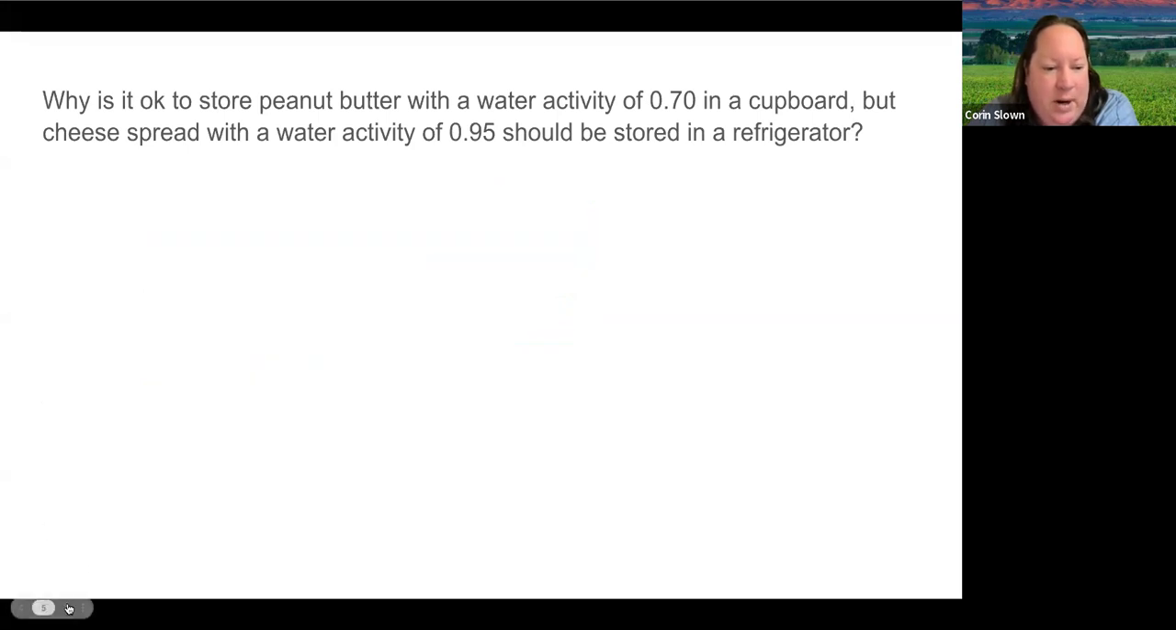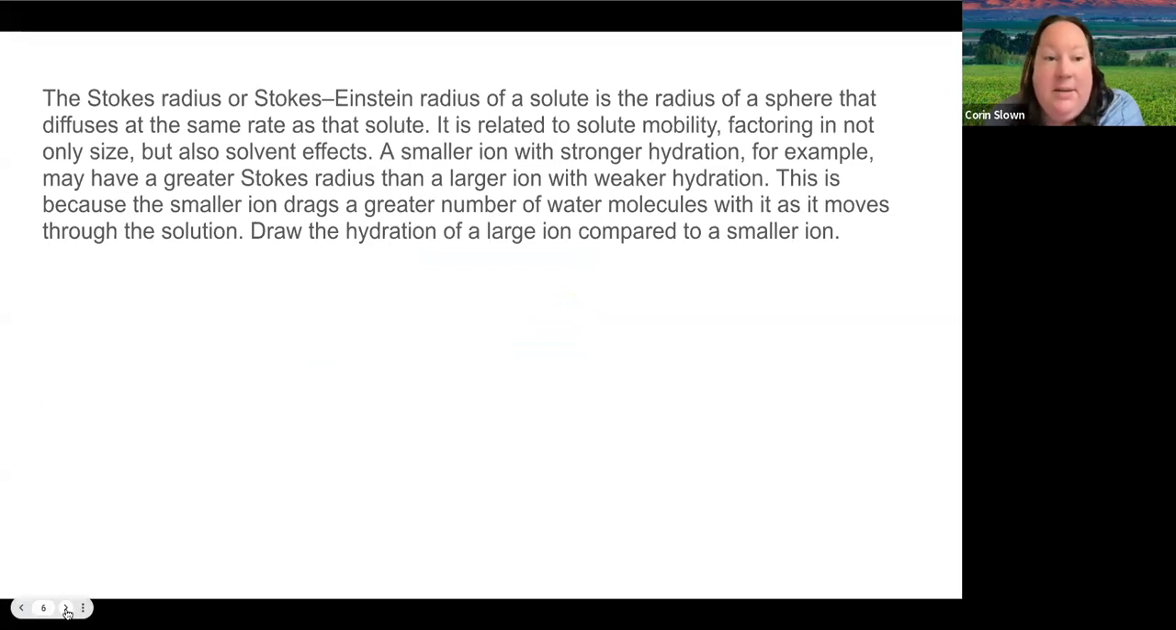Let's take a look at another problem. So we talked about the Stokes radius or the Stokes-Einstein radius. And this is of a solute, and it's the radius of the sphere that diffuses at the same rate as the solute. So it's related to how solutes move or their mobility, factoring in not just size, but also the impact of solvent. A smaller ion with stronger hydration, for example, may have a greater Stokes radius than a larger ion with a weaker hydration. This is because the smaller ion drags a greater number of water molecules with it as it moves through the solution. So we're going to draw the hydration of a large ion compared with a smaller ion.